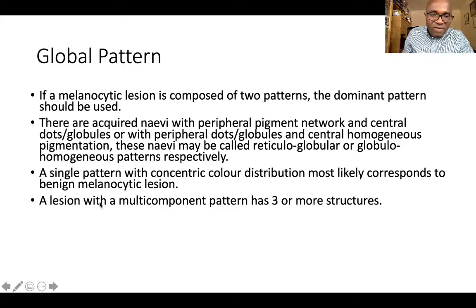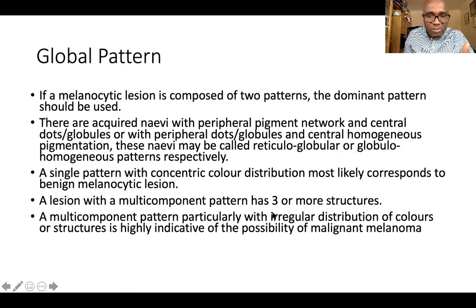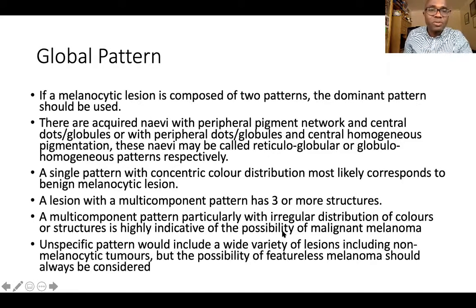If a lesion with the multi-component pattern has three or more structures, then you worry about something sinister. So a multi-component pattern with irregular distribution of the colors or structures, really think of a melanoma, a malignant melanoma. Okay, that is a global pattern. If you cannot specify what kind of pattern you're seeing, it's a variety of lesions, and it's not clear.